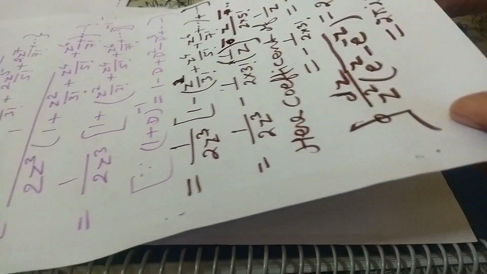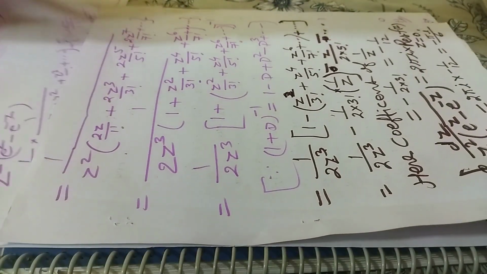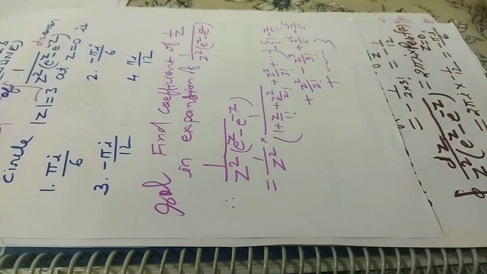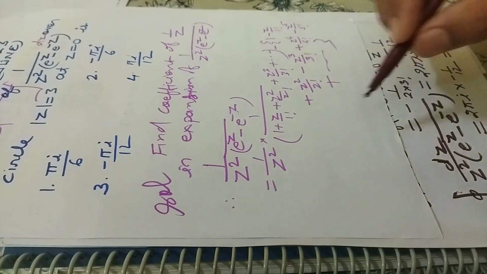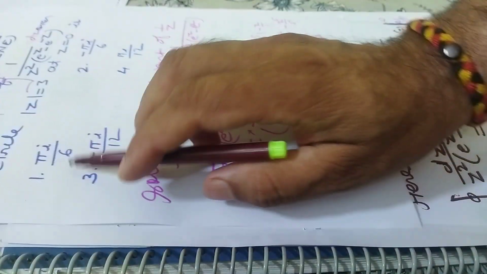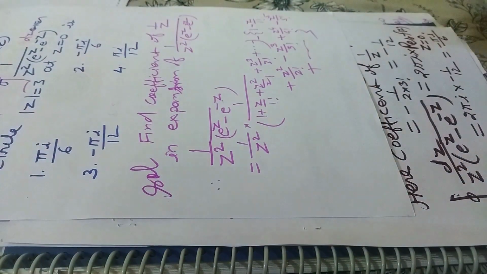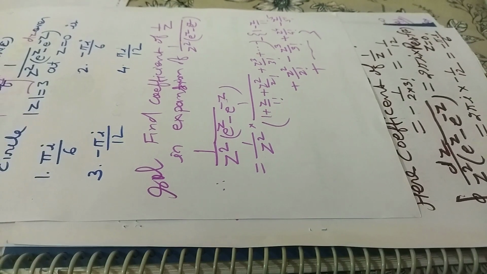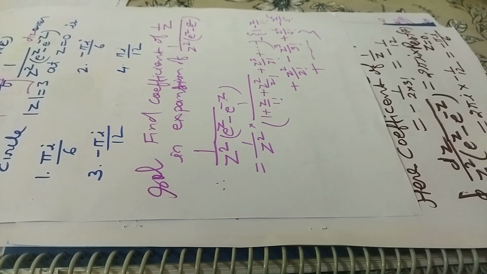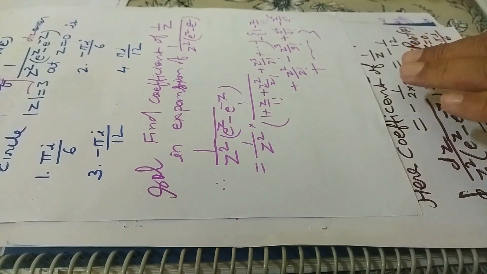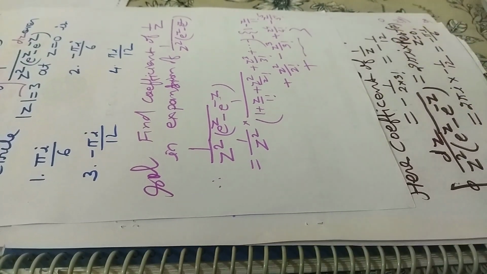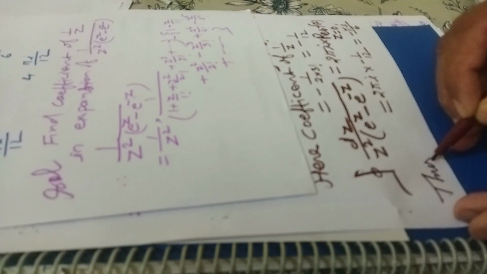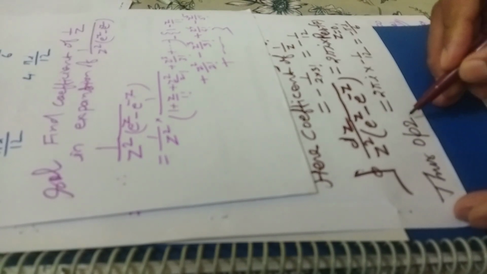If we see the options here, minus pi iota by 6, this is not the third option. Okay, so minus iota pi by 6, option 2 is correct. Thus option 2 is the correct option.